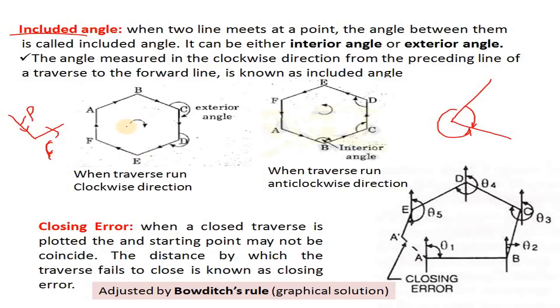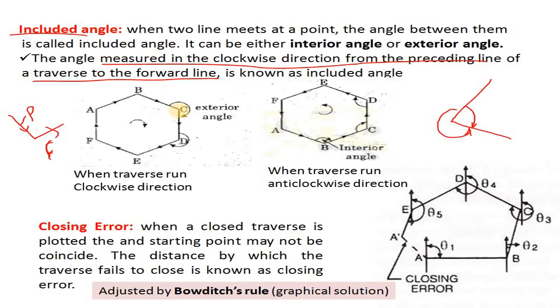If clockwise direction, so what is the included angle? The angle measured in the clockwise direction from the preceding line of a traverse to the forward line. If you are measuring in this direction, suppose this is C point. We are assuming this is C point. Now we are seeing the angle for C point. Which will be the included angle at C point?